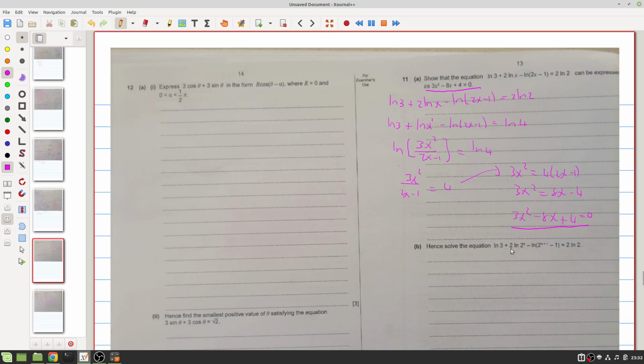Hence, solve this equation. Okay, so now we can see this looks very similar to this. So what's the difference? Okay, so ln 3 is the same. We had 2 ln x, here we have 2 ln 2 to the power n. So it looks so far as if x is just equal to 2 to the power n, because that is just replaced with that. Let's just make sure that holds true.